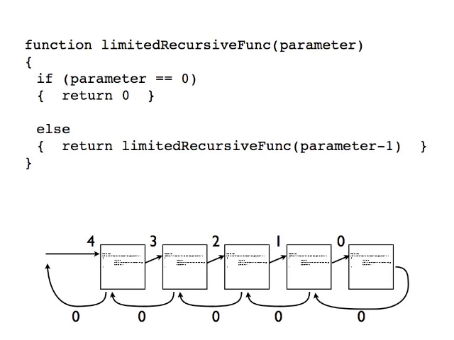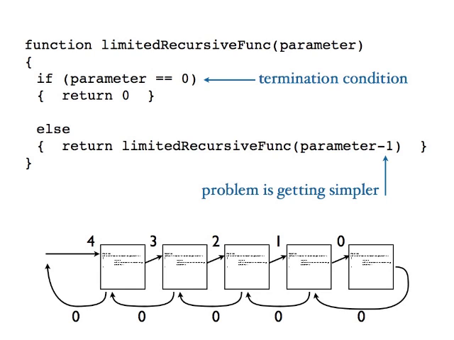So we have some parameter or parameters that get passed. We have a termination condition that says when the parameter reaches a particular value, the problem is simple enough that we can solve it easily. And if it's not, then instead of returning directly, we make another recursive call to our recursive function by passing it a parameter that is a reduced version or a simpler version of the problem.